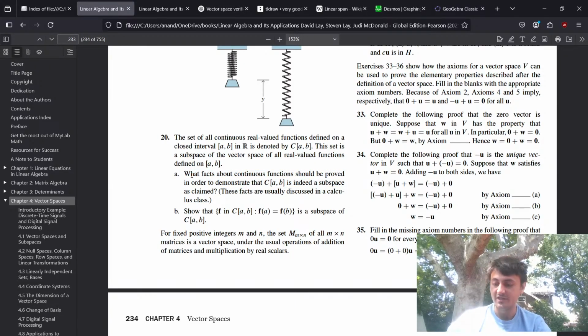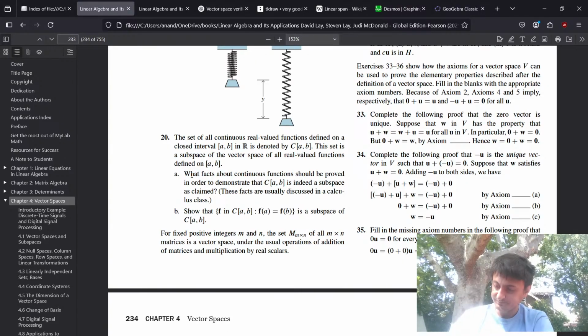Now B is a crazy one. So B is show that the set of functions f in C[a,b], so continuous functions on the interval [a,b], such that f of a is equal to f of b. So at the endpoints it's equal. Show that is a subspace. Okay, so let's call this set S. 0 is in S because take f of x equal to 0. Then f of a is equal to 0 is equal to f of b. So we have the 0 vector.